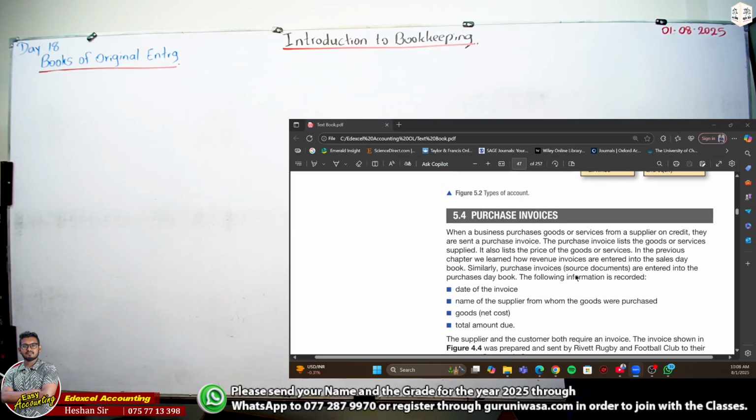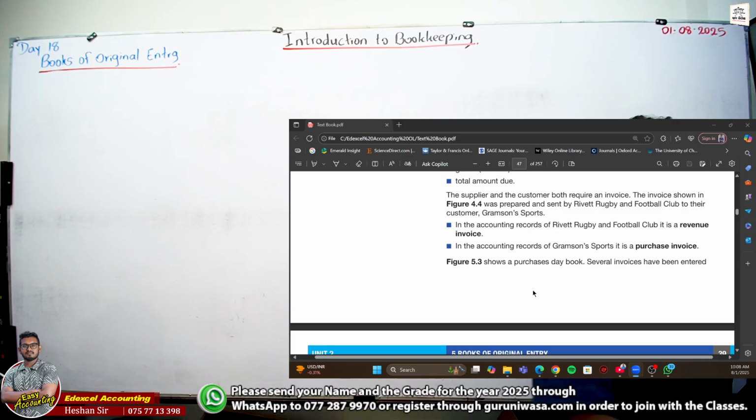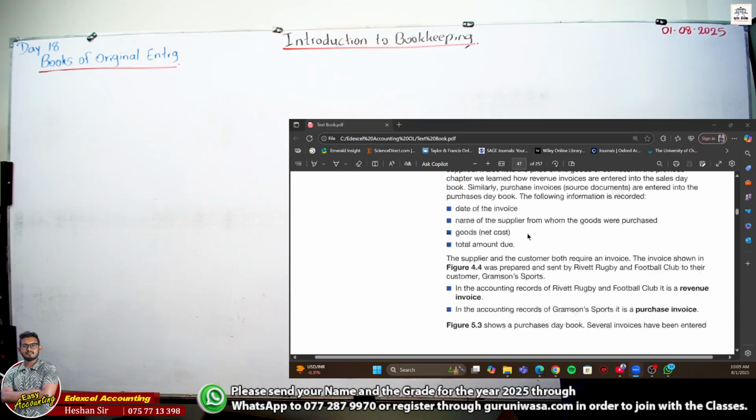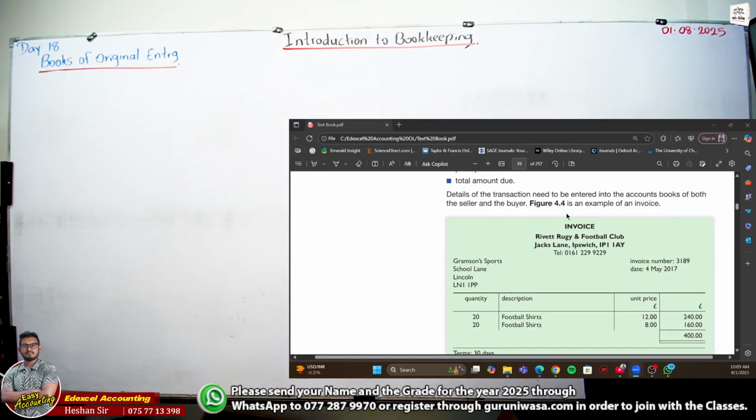So in 4.4, the supplier and the customer both require the invoice shown in 4.4, prepared and sent by River Rugby and Football Club to their customer Gramson Sports, right? You can see now in here their customer is Gramson Sports. First of all, just go to here. You can see this invoice was prepared by River Rugby and Football Club, right? So it was sent to Gramson Sports.